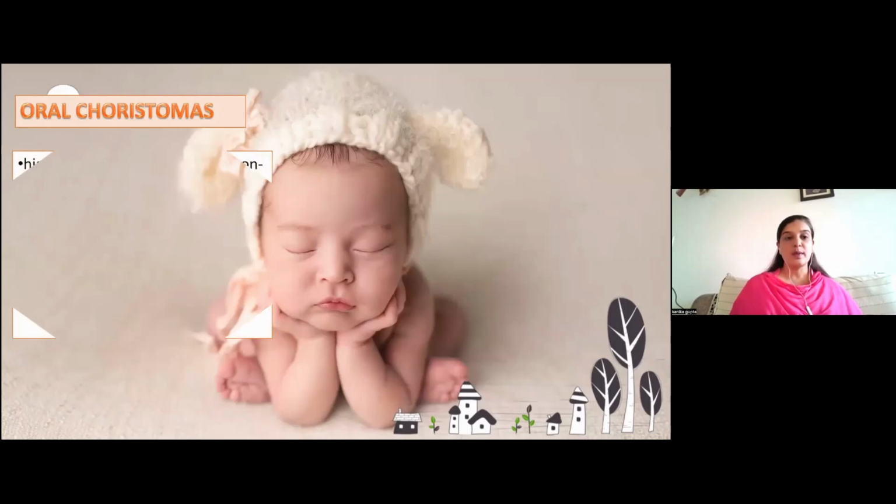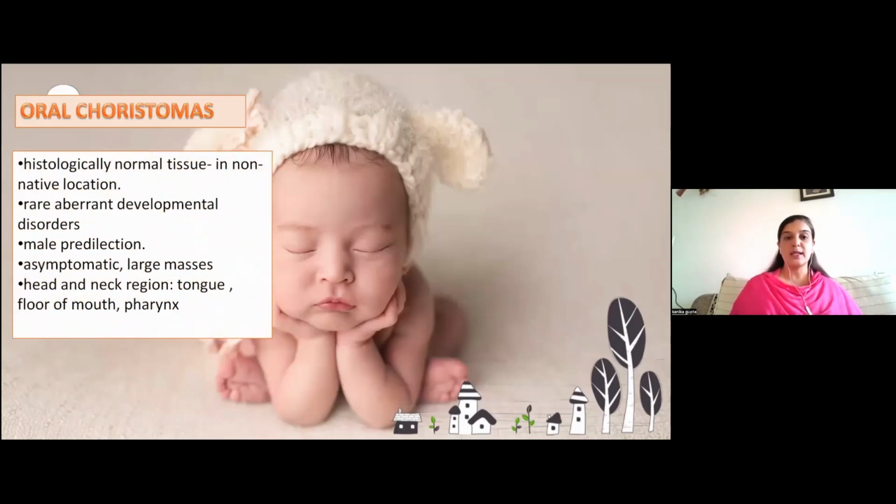Oral choristomas are histopathologically normal tissue in non-native locations. Basically, histopathologically they are quite normal, but they are located at abnormal positions. They are a rare aberrant developmental disorder with a male predilection. They are asymptomatic and occur as large masses, commonly involving the head and neck area, where the tongue, floor of mouth, and pharynx could be involved.